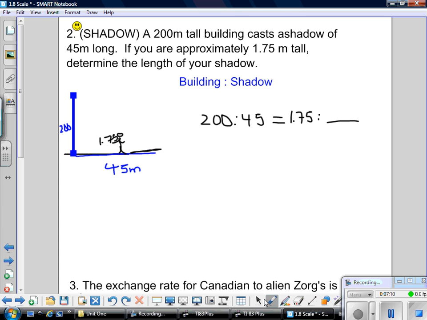Okay, so again, the same kind of setup that we had before. So we need to know the relationship between 200 and the 1.75. And we also need to know that then we can use that relationship to find out the shadow of the person. Okay, so what do I multiply 200 by to get 1.75? Well, to tell you the truth, I have no idea. However, I can go the other way and go 1.75 divided by 200. Okay, so if you notice I have decimal 0.00875.